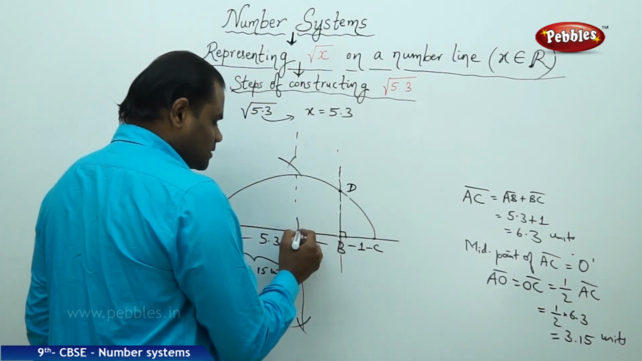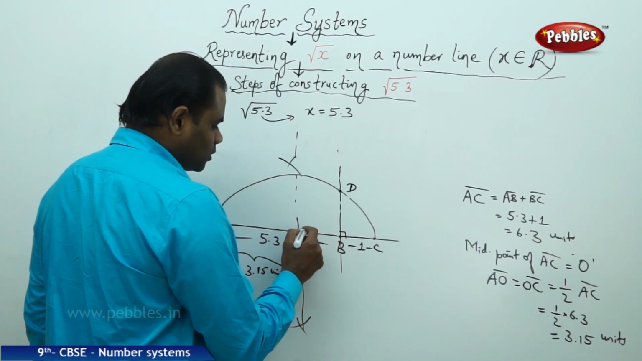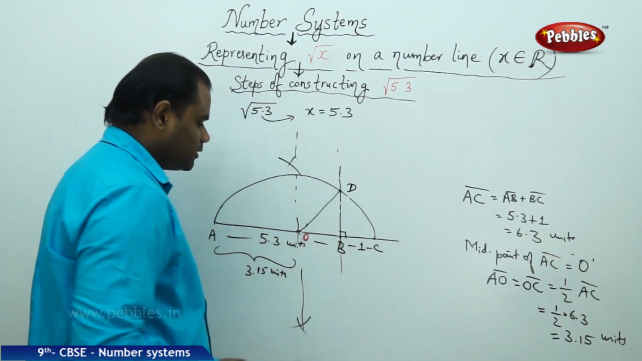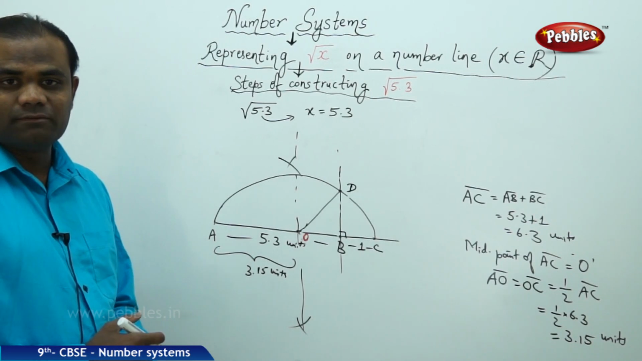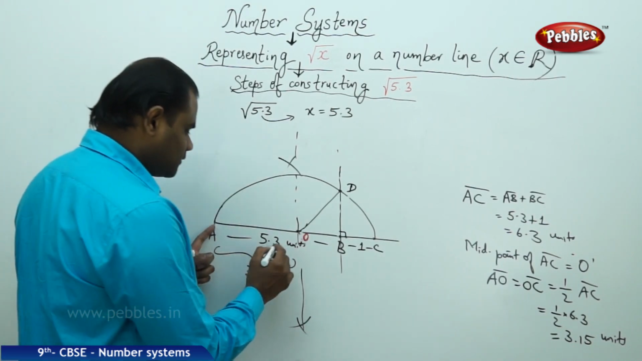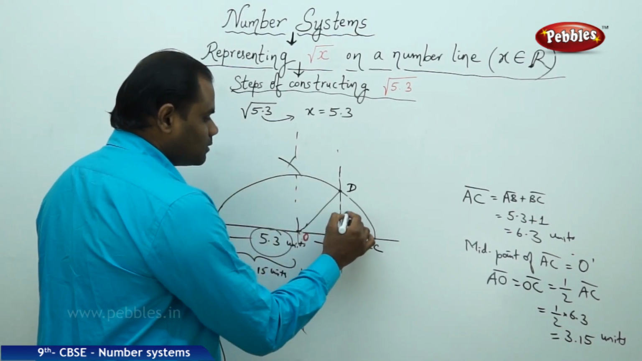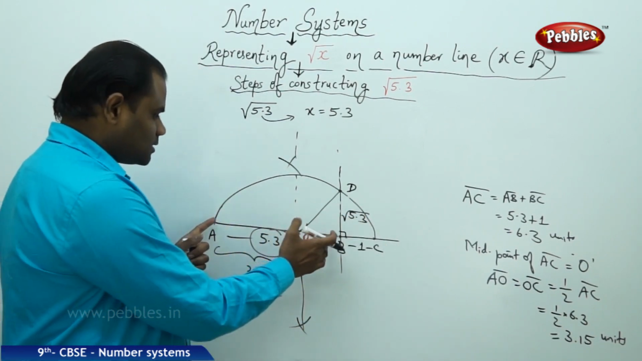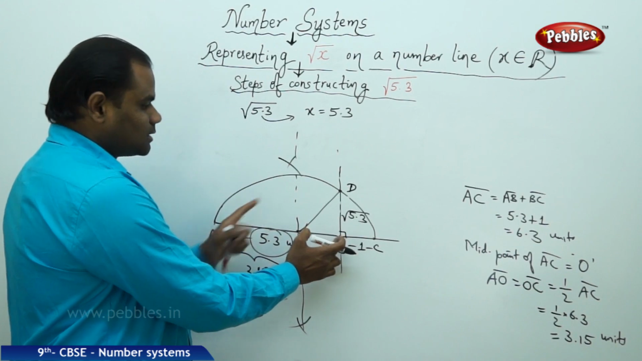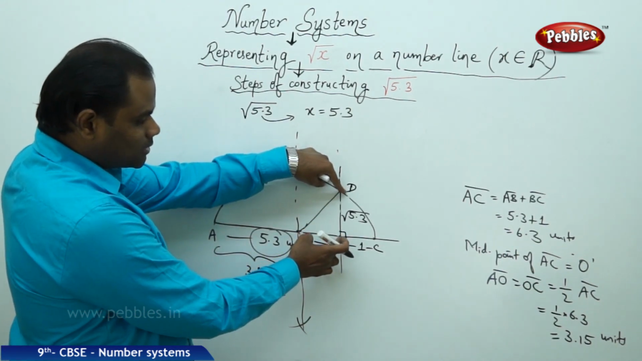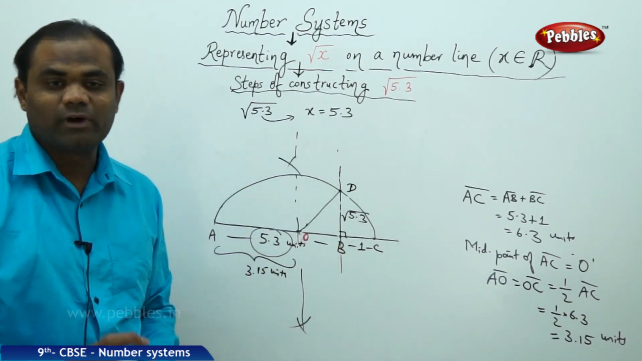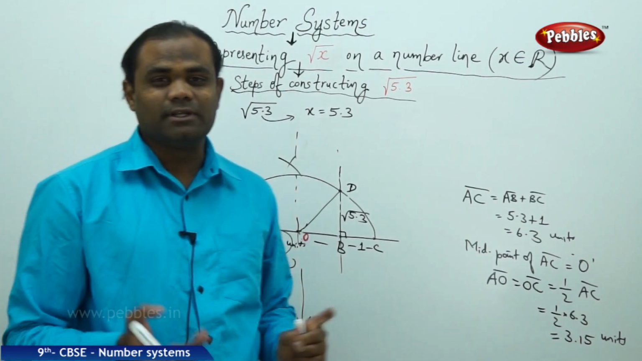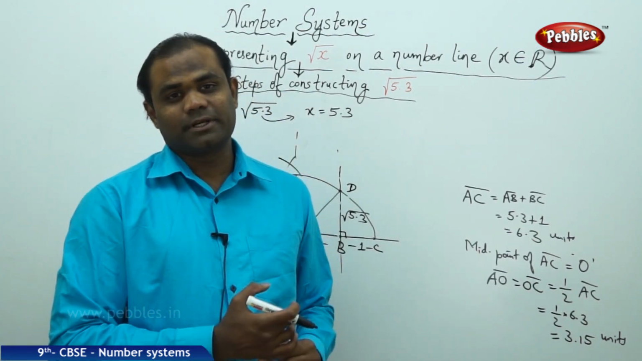Now once I get this, it's all about joining D. And the property which we derived in the previous session is that if this distance is x, the perpendicular will be root x. So if this distance is 5.3 units, then the distance cut at the semicircle from B will obviously be root 5.3 units, as we derived in the previous session.